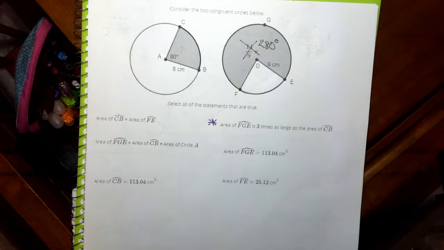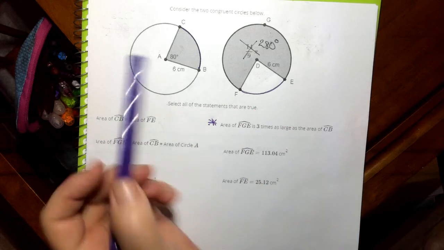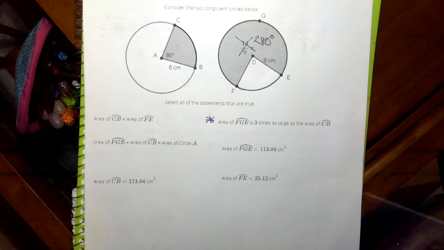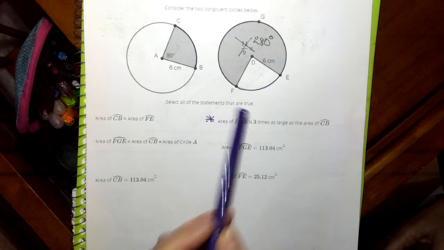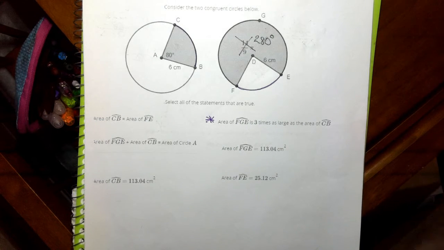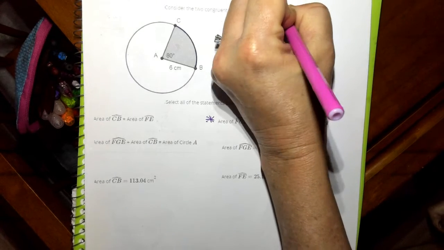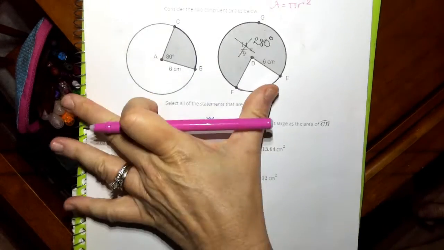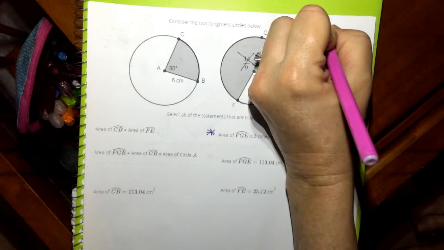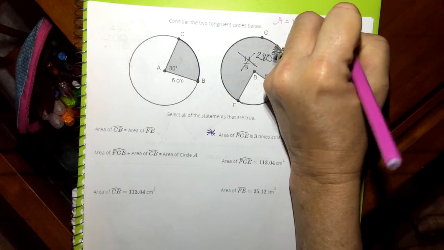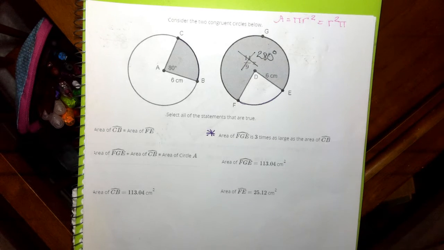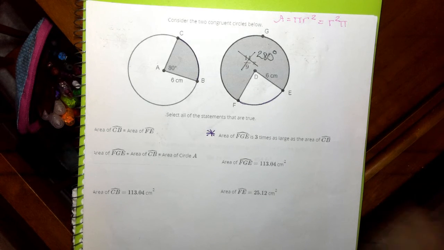So again, we're going to consider the two congruent circles below. We have circle A and circle D. Select all the statements that are true. As I start glancing through, I think I see that all of this has to do with area. So I'm going to put a little reminder up here that the area of a circle is equal to pi r squared. And I'm going to rewrite that as r squared pi. You don't have to do that. You know me, I just like to have that radius first.